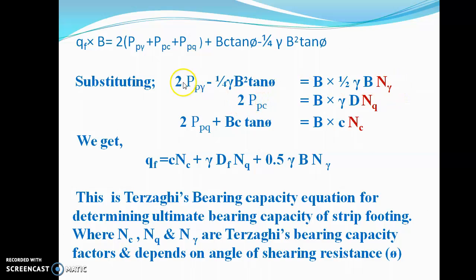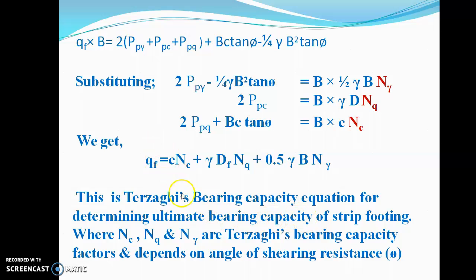Second term, 2 PPC, I am writing it as B gamma D again into a constant Nq. This Nq is going to make this entire thing equal to this. Similarly, the third part, 2 PPQ plus BC tan of phi, is equal to B into C into Nc. So Nc, Nq and N gamma are nothing but constants. So this is Terzaghi's bearing capacity equation for determination of QF.